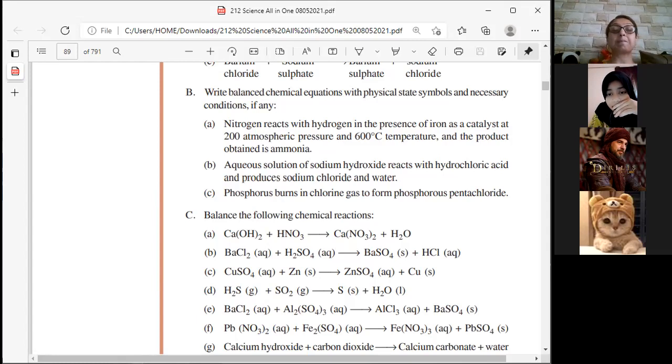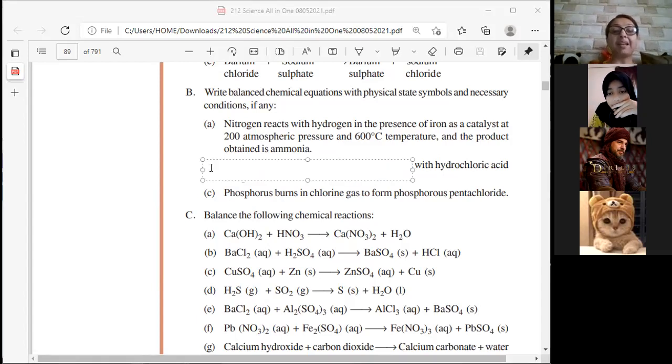Nitrogen. When I say nitrogen, it is going to be N2, correct? Nitrogen is N2. Okay. Reacts with hydrogen. So when it reacts with hydrogen, it is plus H2. Okay. Now in the presence of a catalyst, they are talking about.